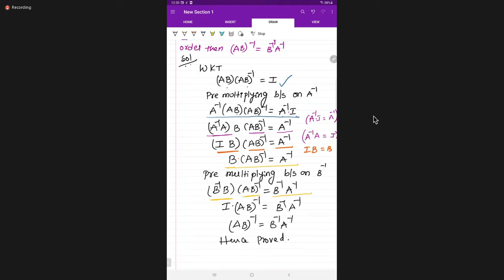B inverse into B value is capital I. I into (AB)^-1 is equal to B inverse into A inverse, so we can write (AB)^-1 is equal to B inverse into A inverse.